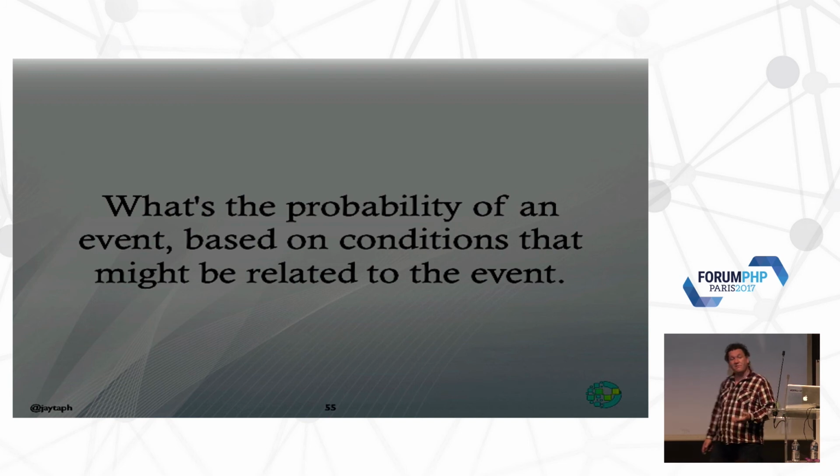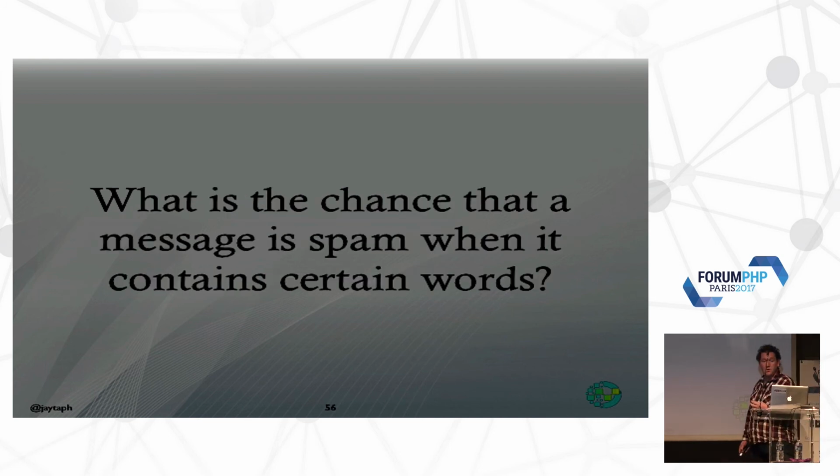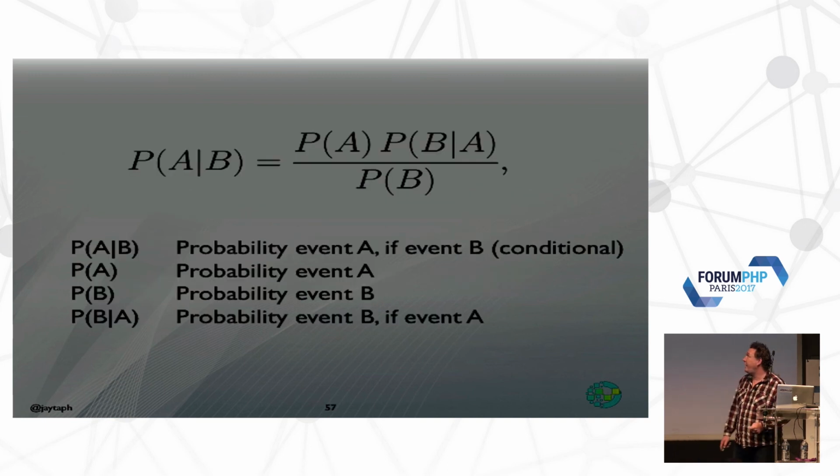What's the probability of an event based on conditions that might be related to that event? So for instance, what is the chance that a message is spam when it contains certain words? And Bayesian filtering is basically this formula. The probability of event A given that event B occurs is the probability of event A multiplied by the probability of event B if event A occurs, divided by the probability of event B. This sounds like a lot, but it's actually quite easy to implement this in, for instance, PHP as well. You don't need a lot of code for that.